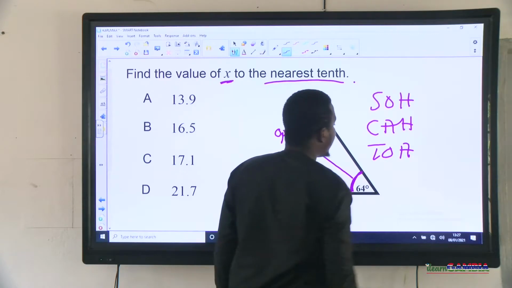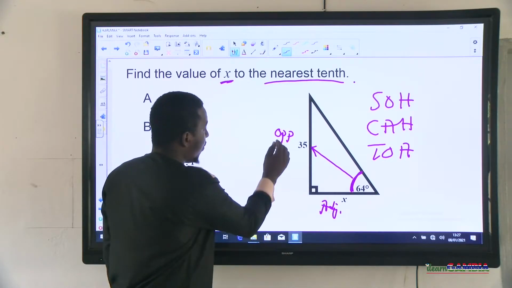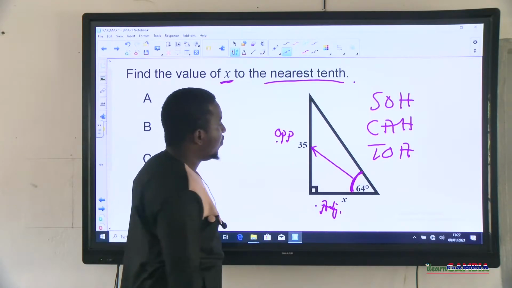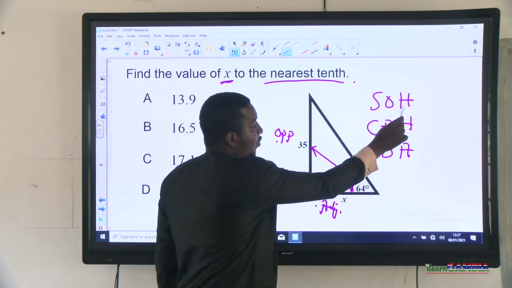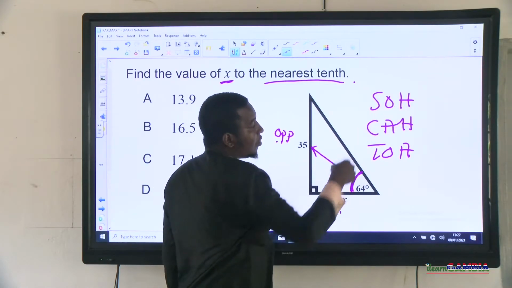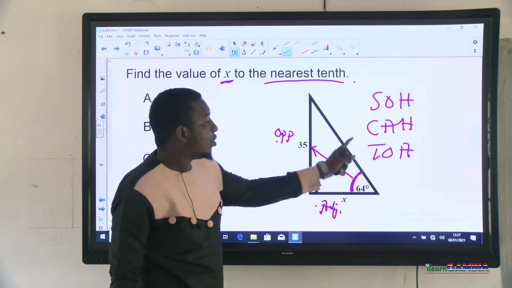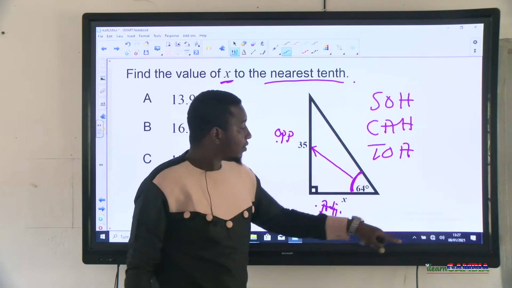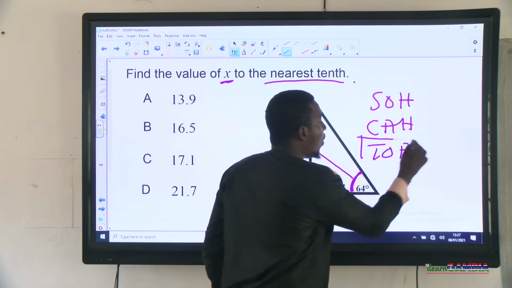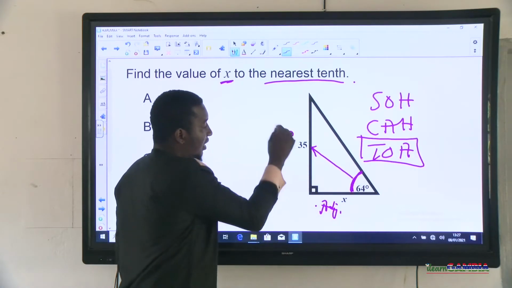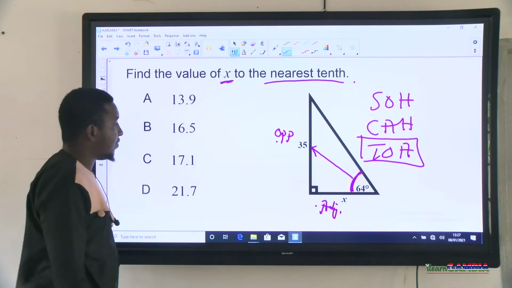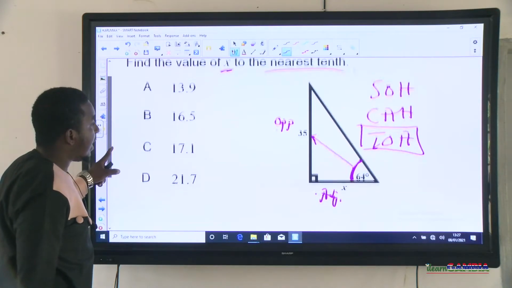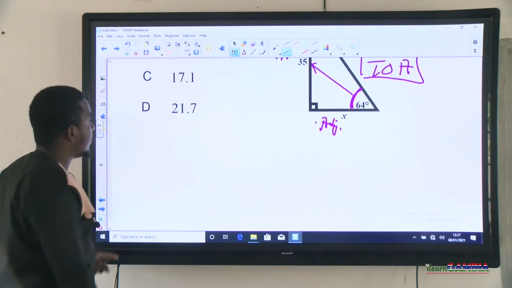TOA. Now what are we given? We are given opposite and adjacent. So which one here has opposite and adjacent? For the first one, sine has opposite and hypotenuse. Cos has adjacent and hypotenuse. Tan has opposite and adjacent. And we are given the opposite and we are asked to find the adjacent using the reference angle that is given to us. Now it means that we are going to use tan.